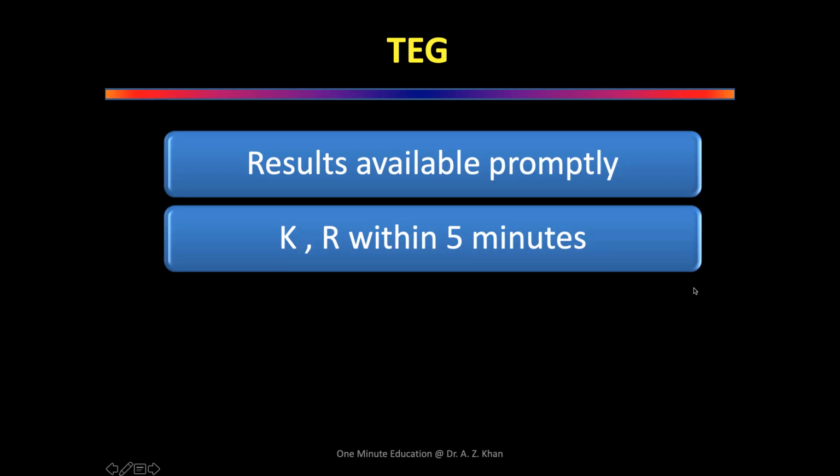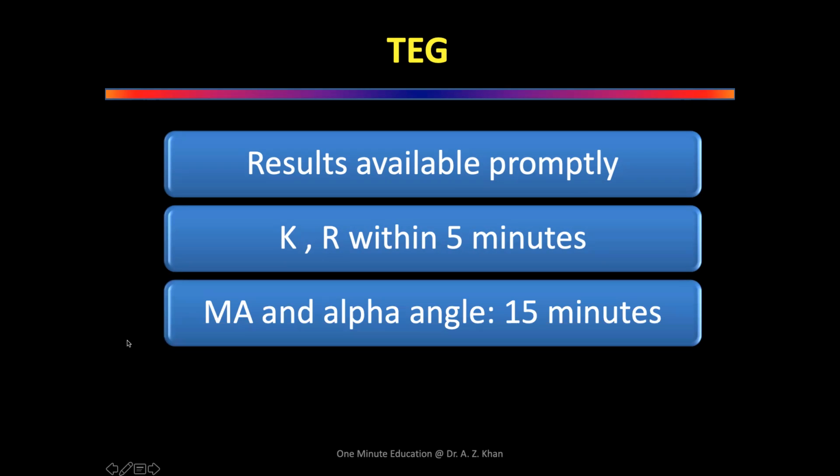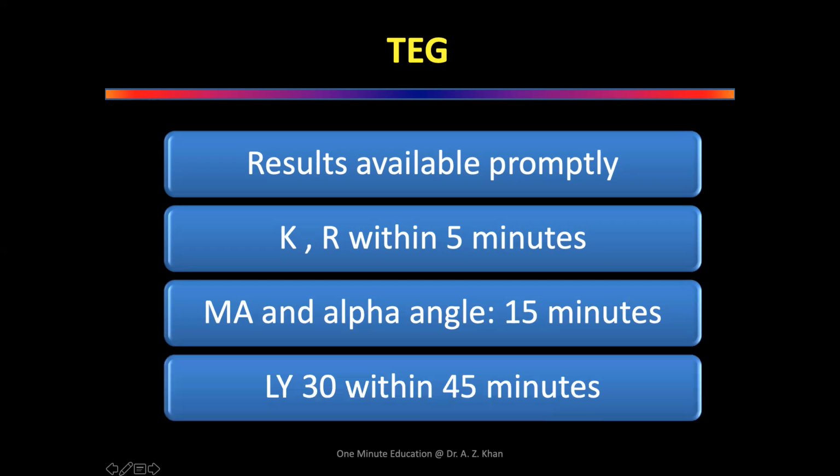When will you get the MA and alpha angle? MA will be in 15 to 20 minutes. Yes, 15 to 20 minutes. When will you get LY30? 30 minutes. No, actually, it's 15 minutes plus 30 minutes, because the clot lysis is after the clot formation. It is 30 minutes to the clot lysis, so it's 45 minutes. LY30 will come back in 45 minutes.